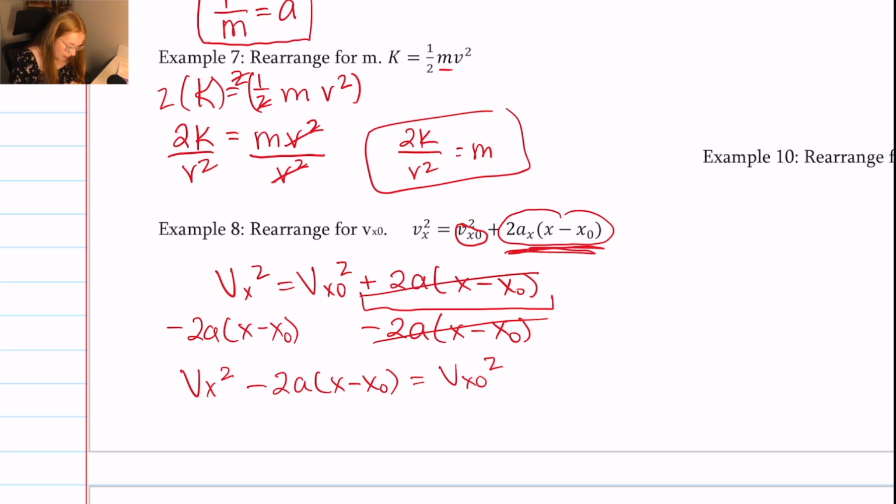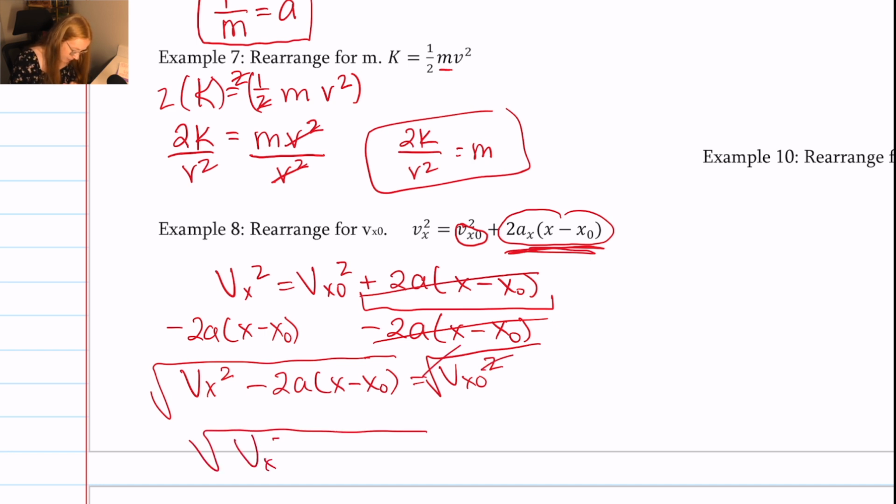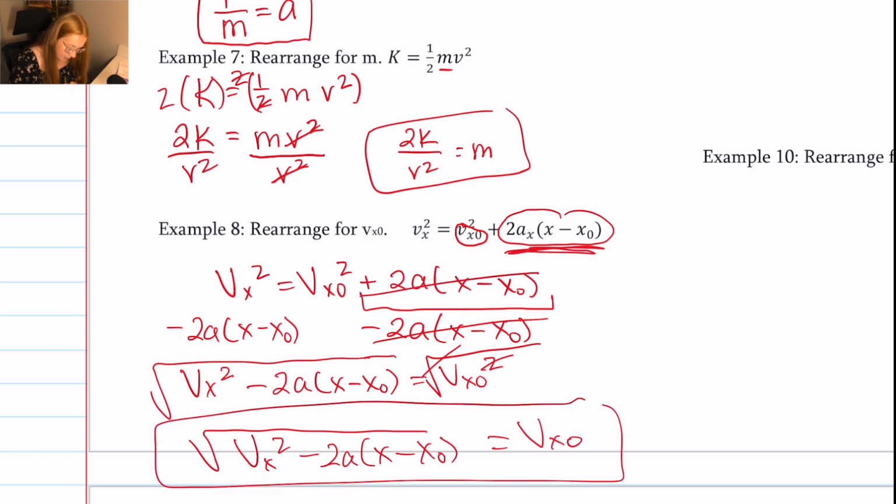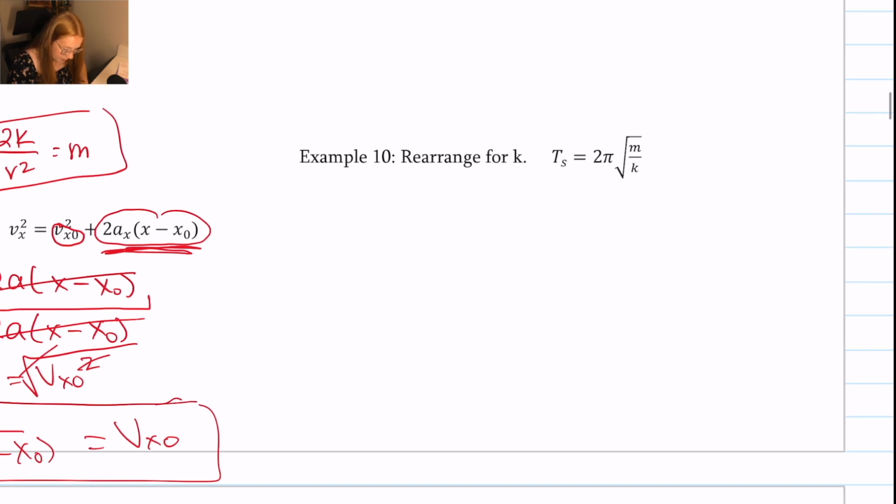So opposite of squaring is square root. And I'm going to have to square root everything on the left. So when I do that, we get the square root of Vx squared minus 2a(x minus x naught). And then now I truly do have Vx naught isolated. There's no more square. So that would be the final answer for that one.